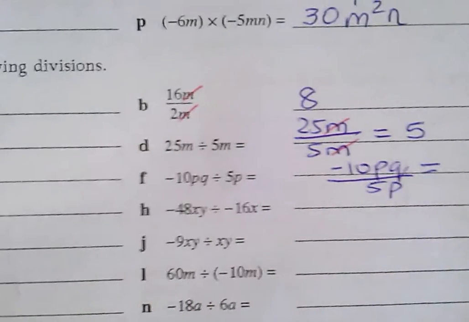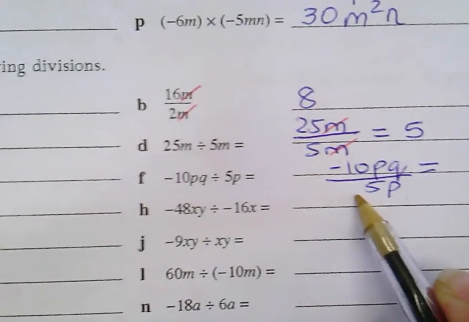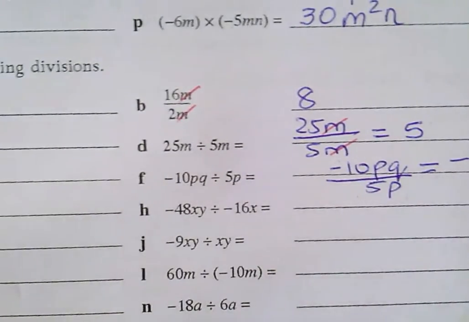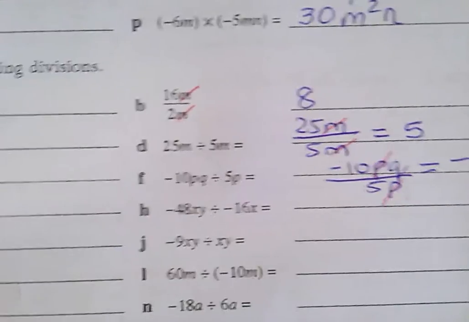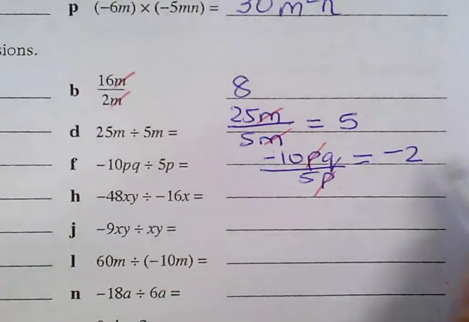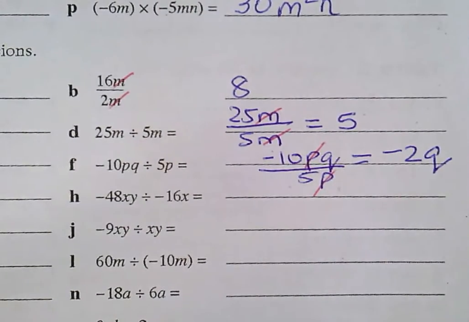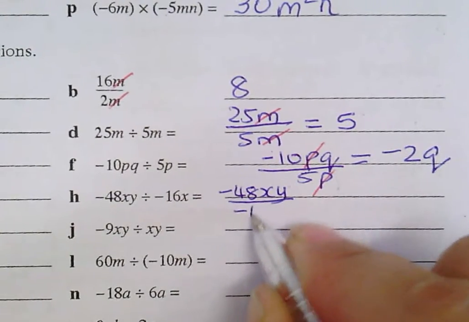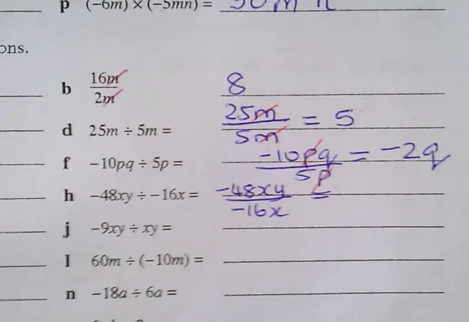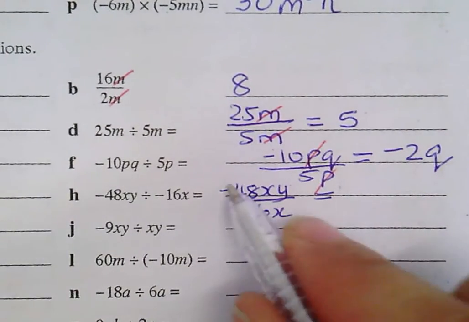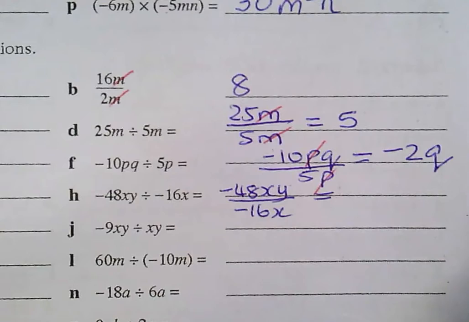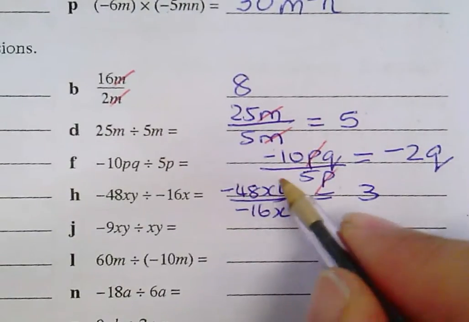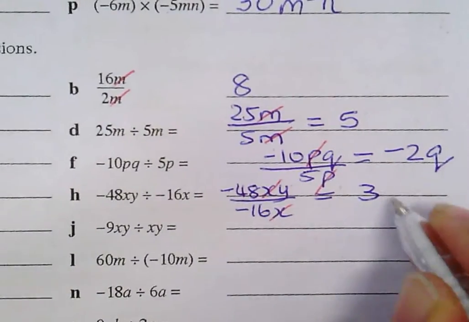So, girls, what's negative 10 PQ over PQ? By P. All right. Girls, what's a negative divided by a positive? Negative 2. Negative, good. 10 divided by 5 is 2. What cancels? The P's. And you're left with a Q on the top. The next one. Negative 48xy over negative 16x. Girls, what's a negative divided by a negative? Positive. All right, 48 divided by 16. In algebra, you're allowed to have a calculator. It's actually 3. What cancels? You're left with 3y. Good.